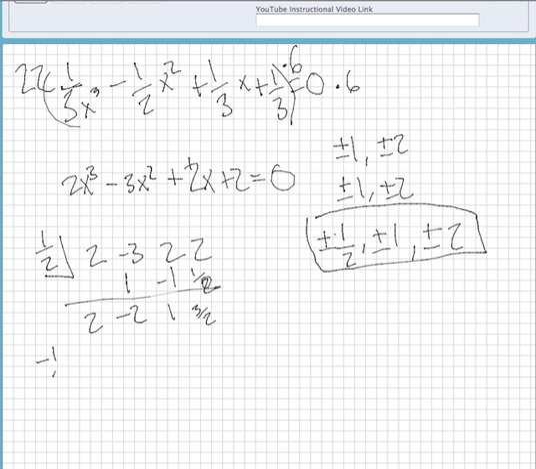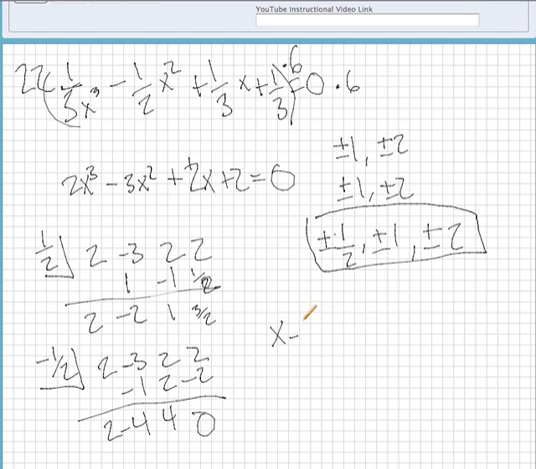I'm going to go to negative 1/2, and it's 2. Bring down the 2, it's negative 3, 2, 2. So that would be negative 1. Add them together is negative 4. Multiply by that, and it's going to be positive 2. Add them together is 4. Multiply by that is negative 2. So that's going to be one of our roots. So x minus 1/2 is a root times 2x squared minus 4x plus 4. So that's what it factors into.